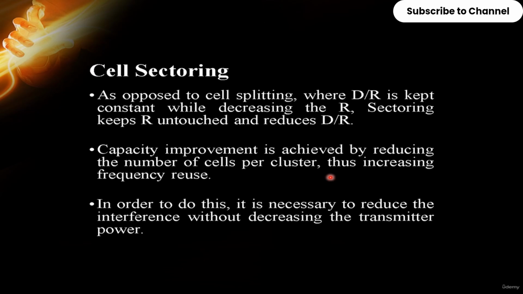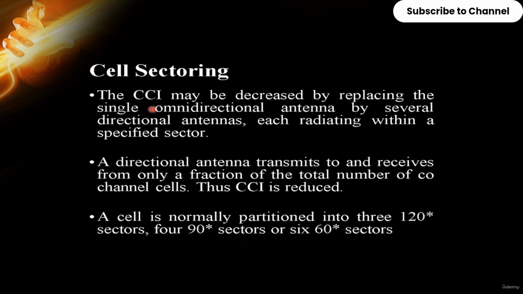In order to do this, it is necessary to reduce the interference without decreasing the transmit power. So how can it be achieved? The co-channel interference (CCI) may be decreased by replacing an omnidirectional antenna by several directional antennas, where each radiates within a specified sector. A directional antenna transmits and receives from only a fraction of the total number of co-channel cells. Thus, the co-channel interference is reduced.